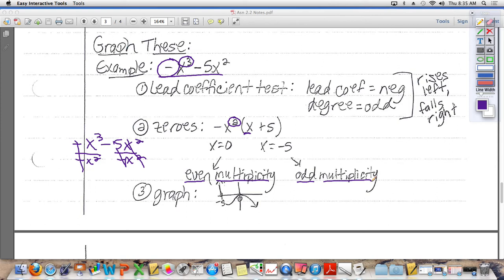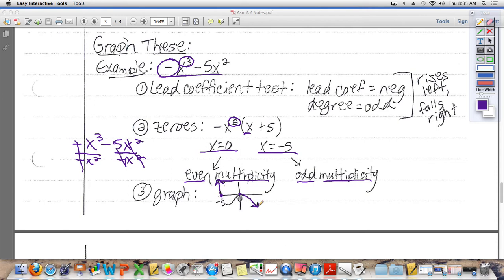Graph it. All right, we already know that it's going to rise on the left side and fall on the right side. So let me show you what I did. I went to my zeros. I knew I had a zero at 0 and I had one at negative 5. So I put a point at 0 and I put a point at negative 5. And I knew that it was going to rise on the left side. So from the leftmost zero, I made it rise up. And then from the rightmost zero, I made it fall down.